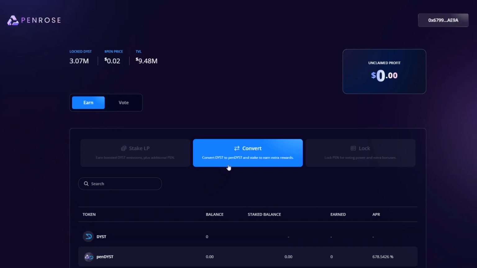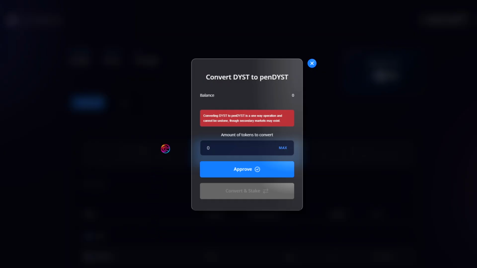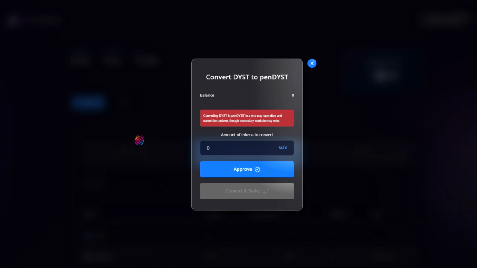DYST can be converted into penDYST. penDYST is an individual, tradable, unique token that is minted at a 1-to-1 ratio with DYST. This conversion is not reversible because Penrose automatically takes the DYST you converted and locks it in Dystopia forever as veDYST in order to receive the highest possible voting power over Dystopia.